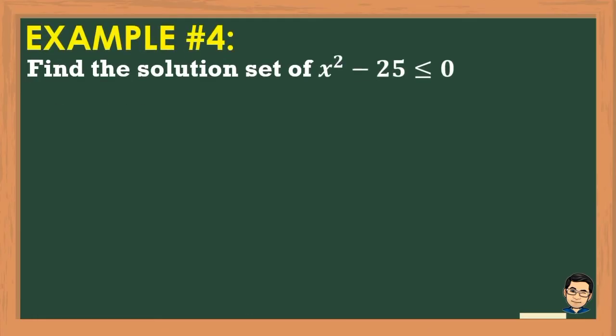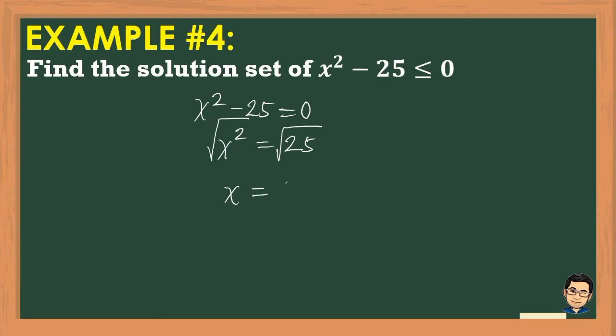Find the solution set of x squared minus 25 is less than or equal to 0. So, rewrite lang natin as equation, x squared minus 25 equals 0. And then extracting the square roots, so magiging x squared equals 25. And then we extract the square root of both sides. So, x is equal to positive negative 5. So, ito po yung mga roots ng ating given equation. So, ipa-plot natin ngayon yung mga roots na yan sa number line.